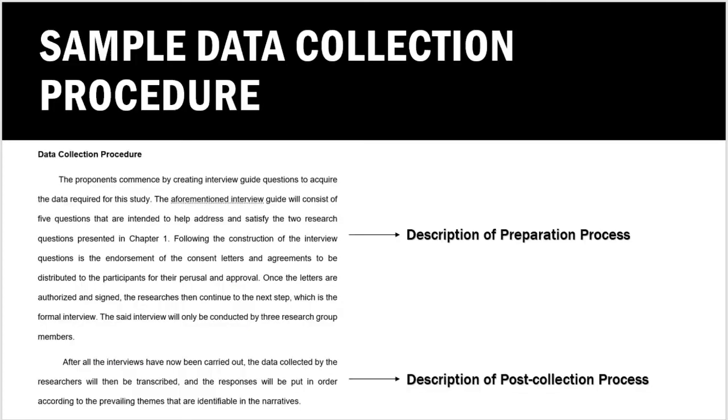So allow me to give you an example. The first paragraph here talks about the description of the preparation of the research instrument, while the second part talks about the description of the post-collection process, what they will do with the data once it has been collected.